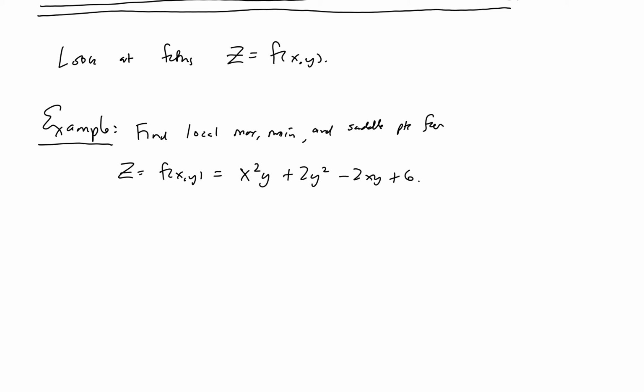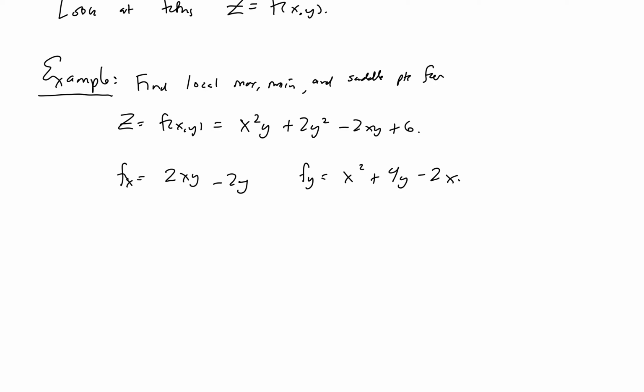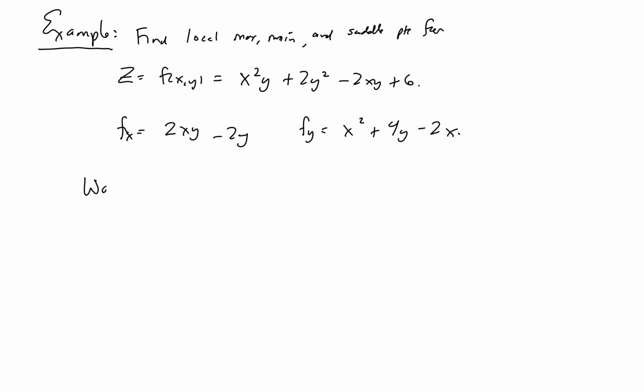Okay, so we know we need to find the partial derivatives of this, so let's start by doing that. So f sub x is going to be 2xy minus 2y, and f sub y is going to be x squared plus 4y minus 2x. And now to find our critical points, since these are both defined everywhere, we want where they're both equal to 0.